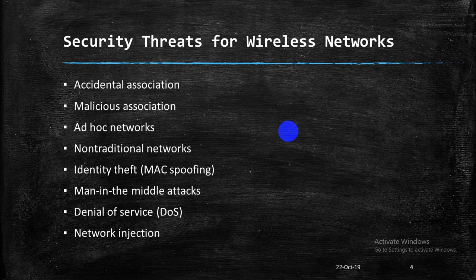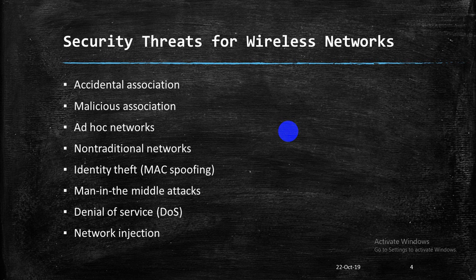Security threats for wireless network: accidental association, malicious association, ad hoc networks, non-traditional network, identity theft, MAC spoofing, man-in-the-middle attack, denial of service, network injection.